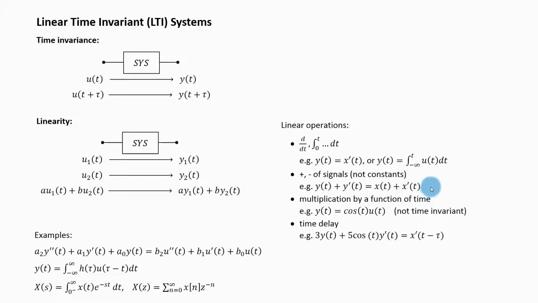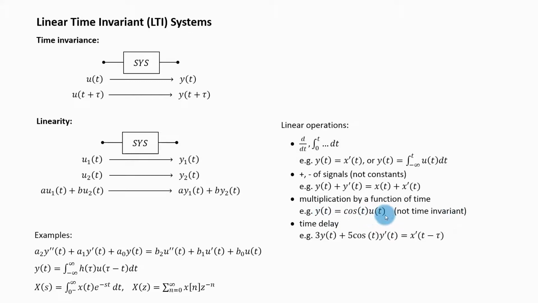This goes only for signals though. Addition of a constant is actually not a linear operation. If you added a constant here, the system would no longer be linear. Multiplication by a function of time is linear. This is an example of what I mean.